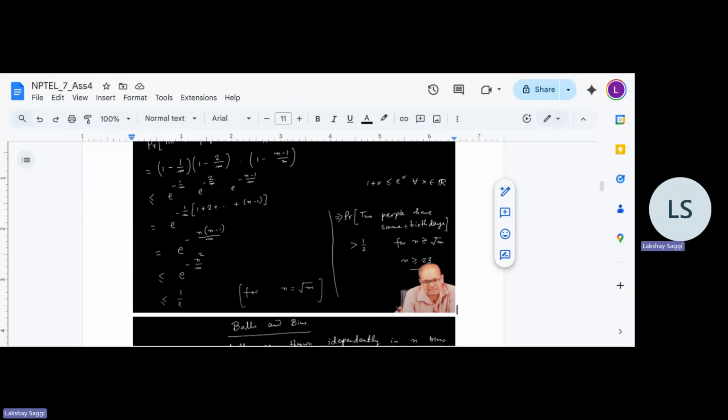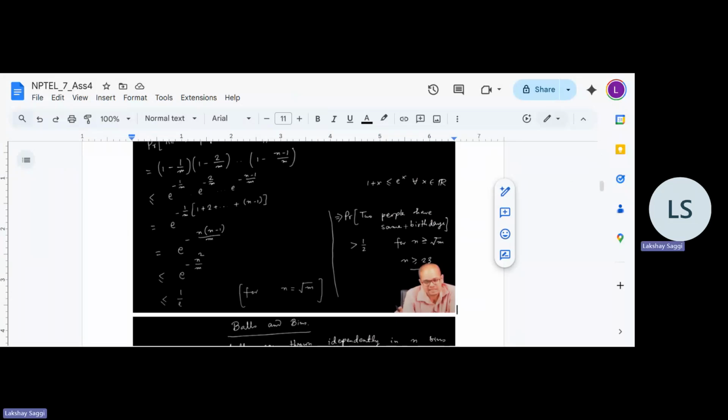The argument was discussed in the lecture, so on a high level, how does it go? Suppose someone tries to bound the probability that, given n people, all n have birthdays on different days. Then the probability can be bounded by this quantity: 1 minus 1 by m, 1 minus 2 by m, till 1 minus n minus 1 by m. It's not too hard to see how this expression comes, and you can see this from the lectures also.